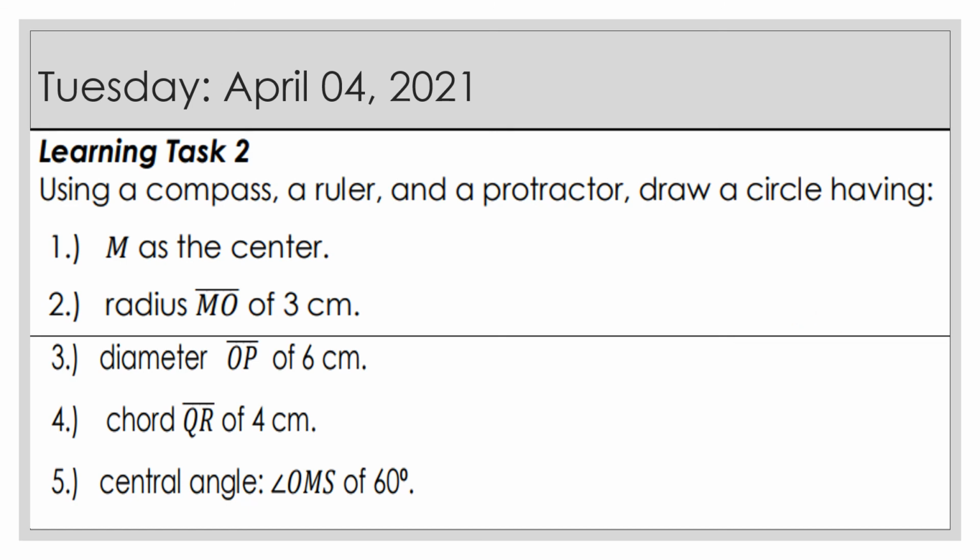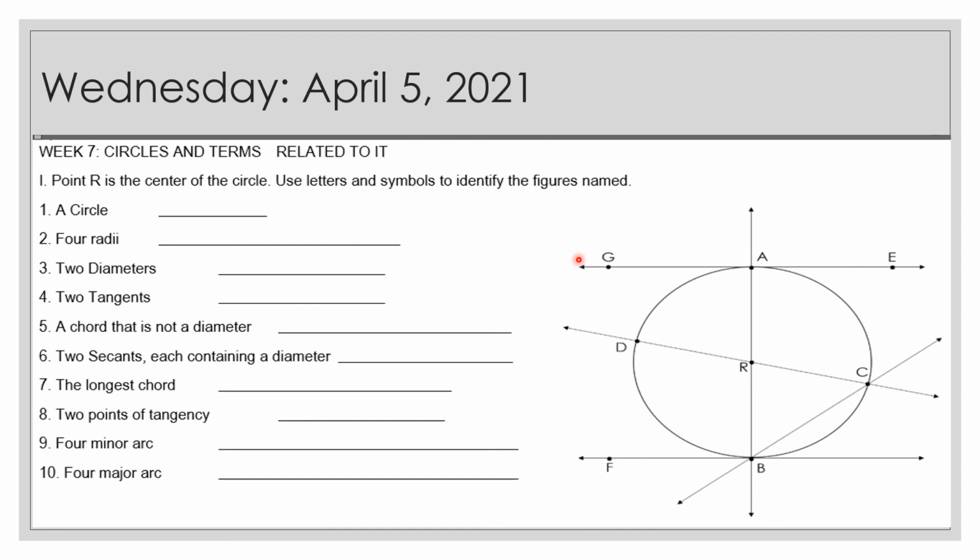And next is this one. For Wednesday, ito po yung nasa activity 7 po, week 7, April 5, 2021. Ito po ang gagawin po ninyo. Papangalanan nyo lamang po yan, a circle A. Ano ang pangalan ng circle po natin? So, syempre, lagi po yan nasa gitna. Tingnan nyo na lamang po. Ayan po yan. For radii, 2 diameters, 2 tangents, a chord that is not the diameter. So, balikan nyo lamang po yung ating pinag-aralan at makukuha nyo po iyan.